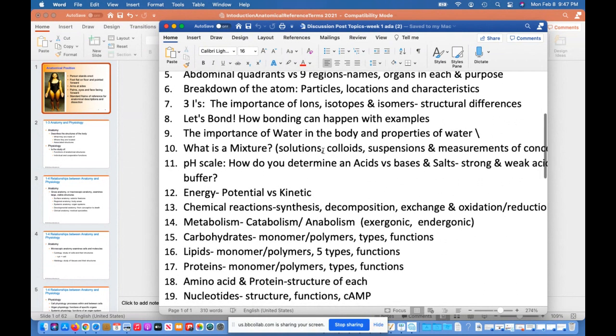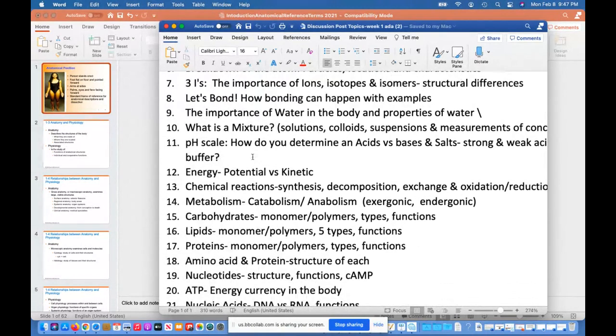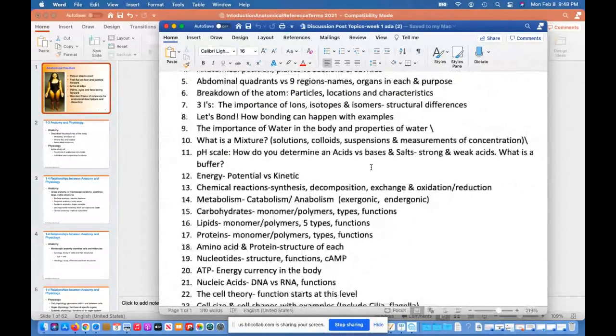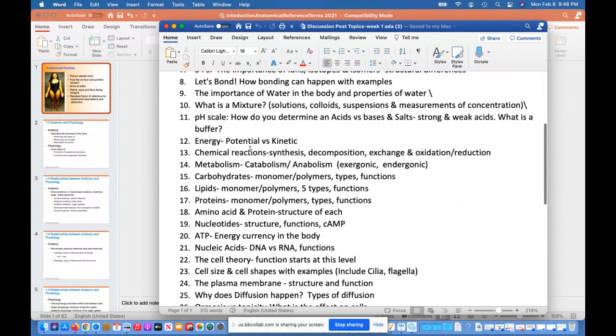What is a solvent? What is a solute? What are colloids? What is a suspension? So some pretty neat things about mixtures. Some of you may talk about the pH scale and explain about acids and bases. Energy, what is kinetic energy? What is potential? Make it relevant to us.